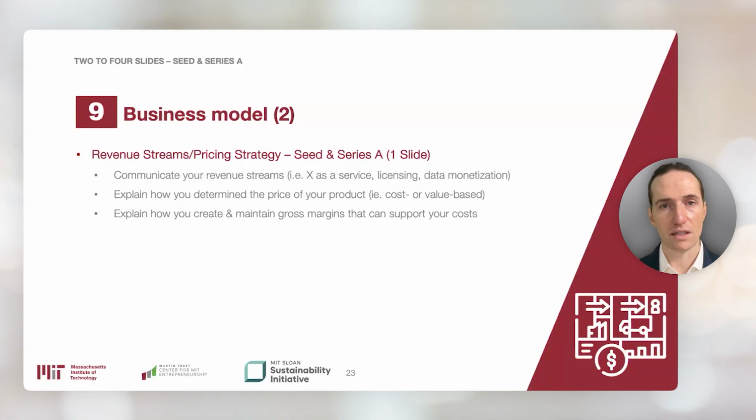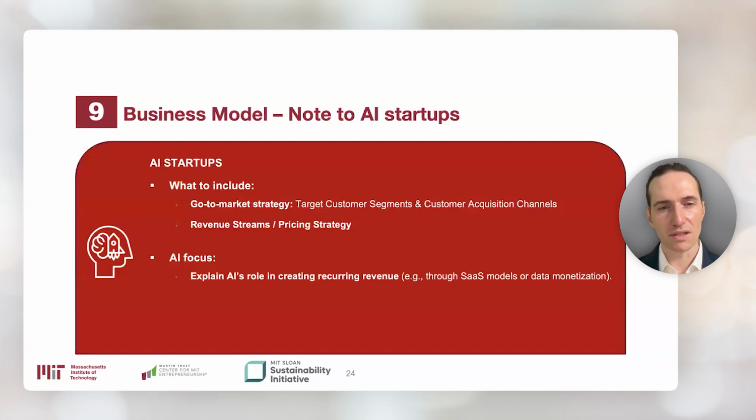Those points are extremely important when you create your business model slides, but make sure that if you're an AI startup, you have to consider also the following. Consider, like I mentioned before, your go-to-market strategy, potentially internationalization, as well as revenue streams and your pricing strategy. And this is the most important thing for AI startups: explain AI's role in creating recurrent revenue. So whatever revenue model you have, explain how your AI helps to create value out of that. This is extremely crucial if you're an AI startup.